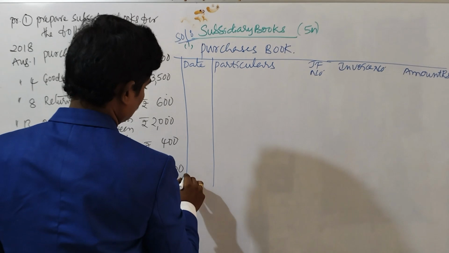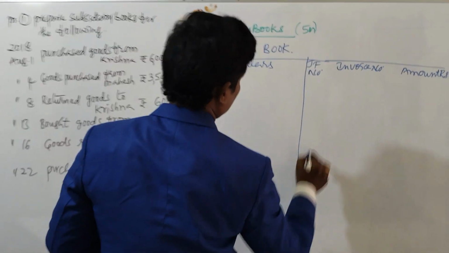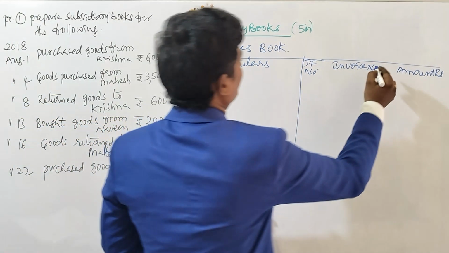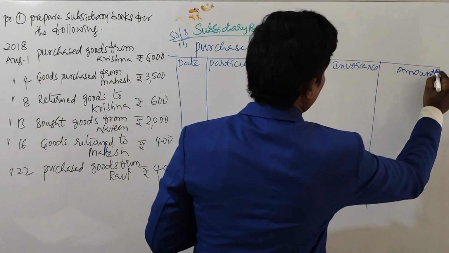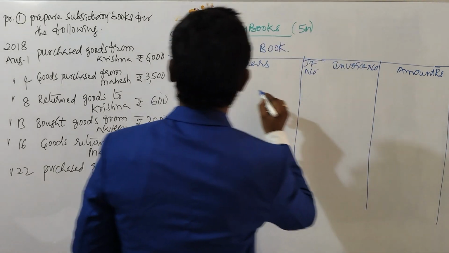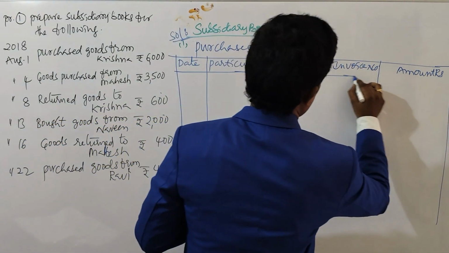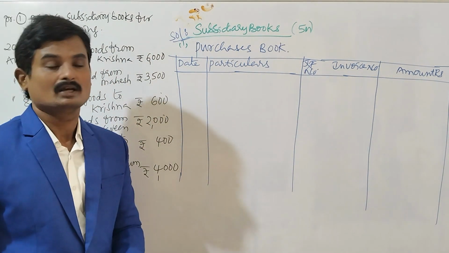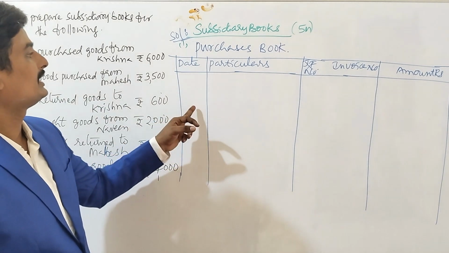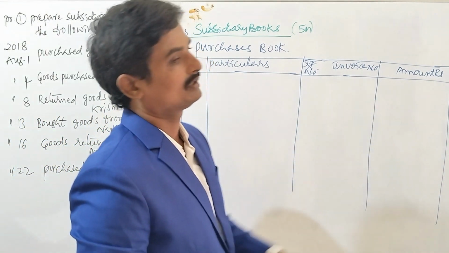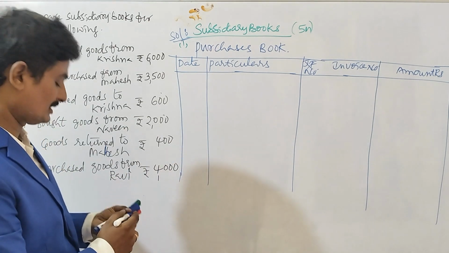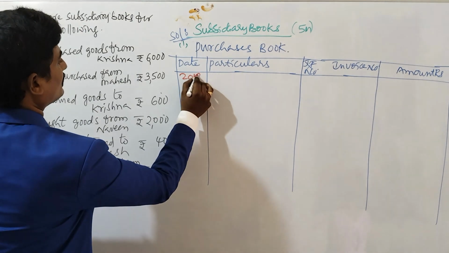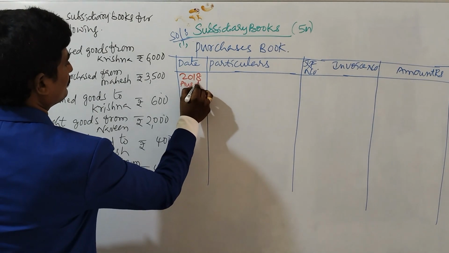So, date column, particulars. We can remove the JF number, so no need to write a JF number. We can avoid this. So there are date, particulars, invoice number, and amount rupees, 4 columns. In the first column, the date column, we have to enter the date 2018 August 1st.